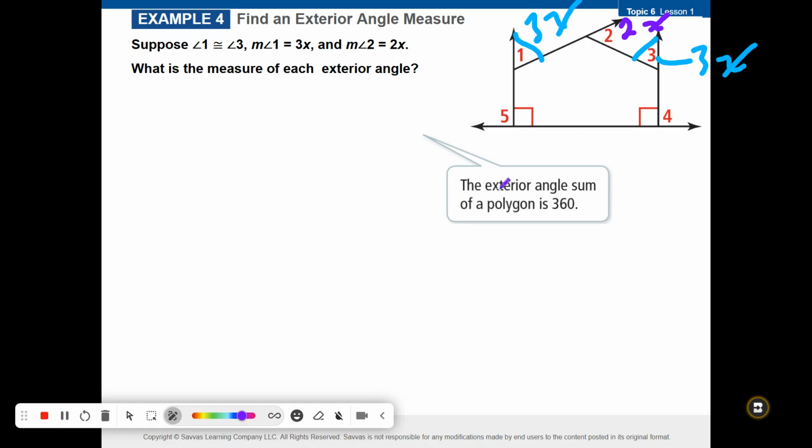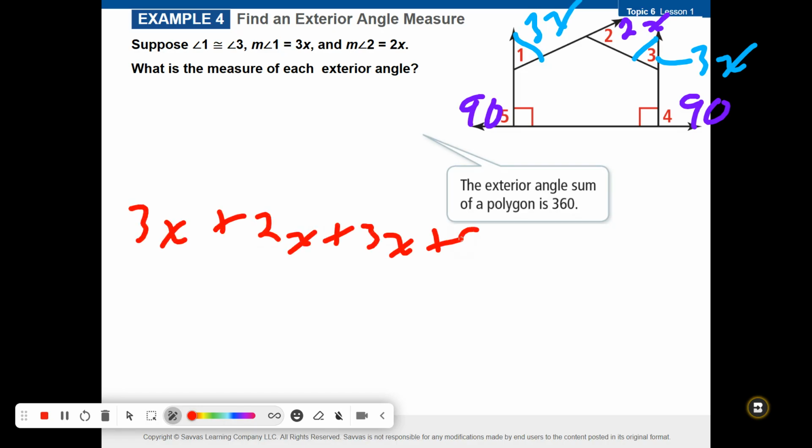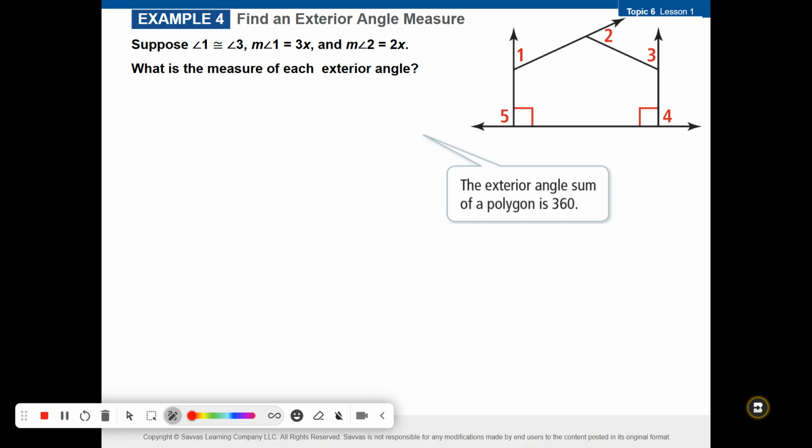And it says, what is the measure of each exterior angle? So in this case, what's 5 going to be? It's a right angle, so it's what? 90. That means also angle 4 is what? 90. So in order to set this up, we're going to have 1 plus 2 plus 3 plus 4 plus 5. So this will be 3x plus 2x plus 3x plus 90 equals what? 360.